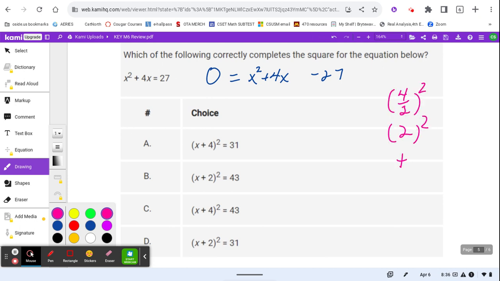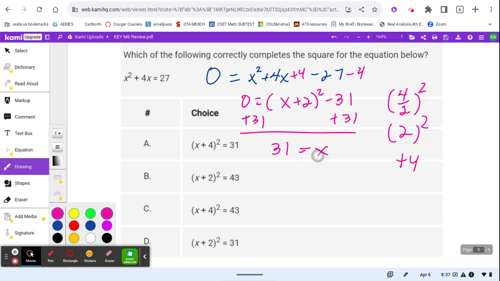And 2 squared is 4. And so we add 4 and subtract 4. That gives us the x plus 2 squared perfect square minus 31. And we add the 31 back to the other side. And there's our answer. You look for the one that has x plus 2 squared and 31. And our answer should be D.